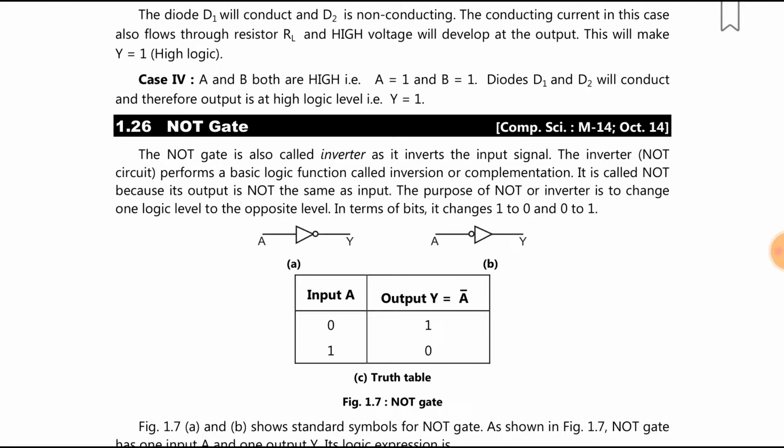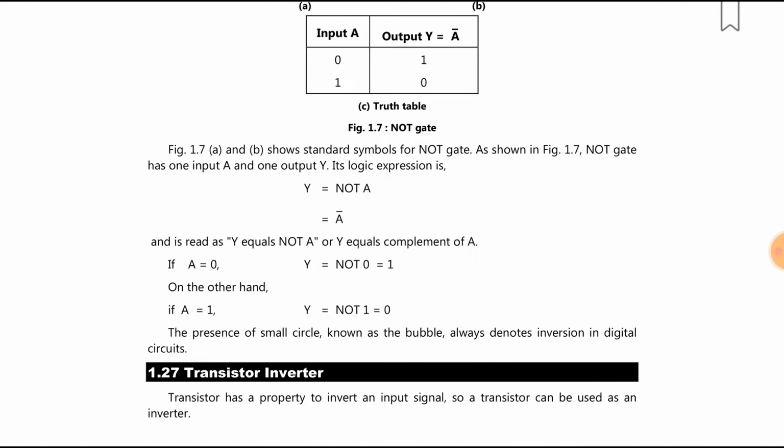The inverter NOT circuit performs a basic logic function called inversion or complementation. It is called NOT because its output is not the same as the input. The purpose of the NOT gate or inverter is to change the logic level to the opposite level. In terms of bits, it changes 1 to 0 or 0 to 1. So this is the truth table of the NOT gate.